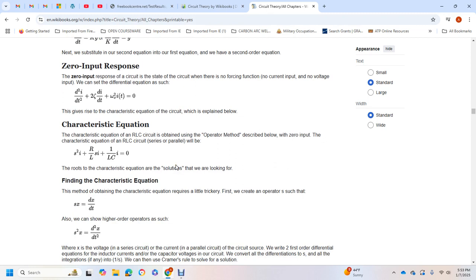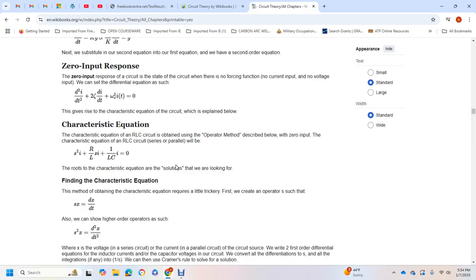Characteristic equation. The characteristic equation of the RLC circuit is obtained using the operator method described below, with zero input. For the series RLC circuit, it is s squared plus R over L times s plus 1 over LC equals 0. The roots of the characteristic equation are the solution we are looking for.